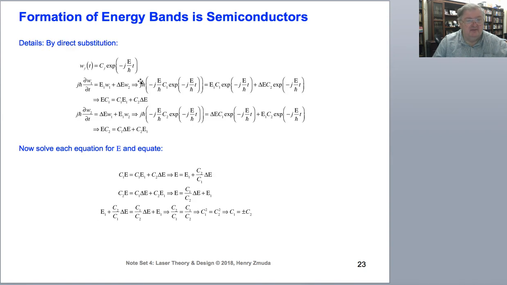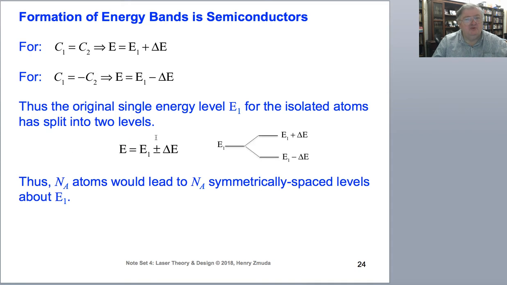If you want to see the math, there's the math for those of you. There's the substitution into the 2x2 system of equations. Here's the math for me solving for the constants C1 and C2. It's not complicated. Okay? So for C1 equals C2, then what?